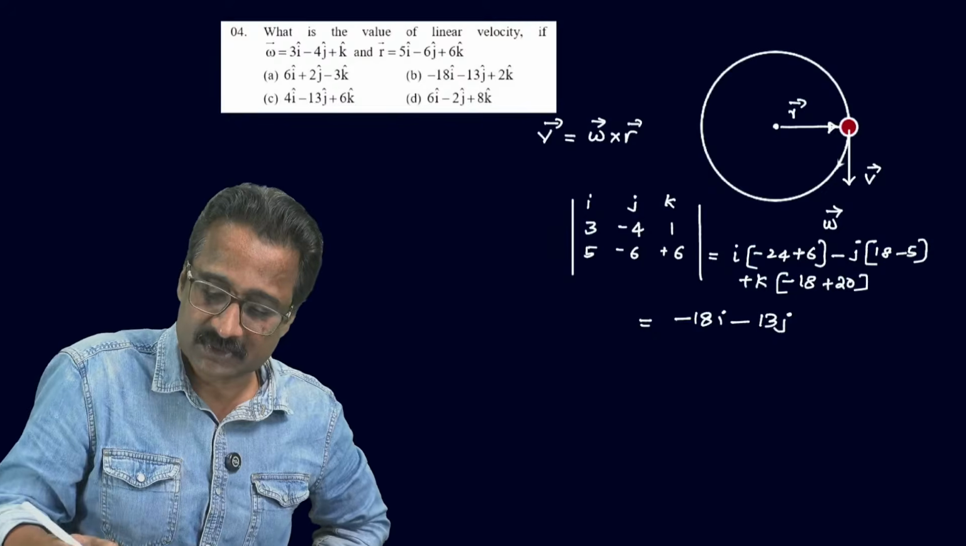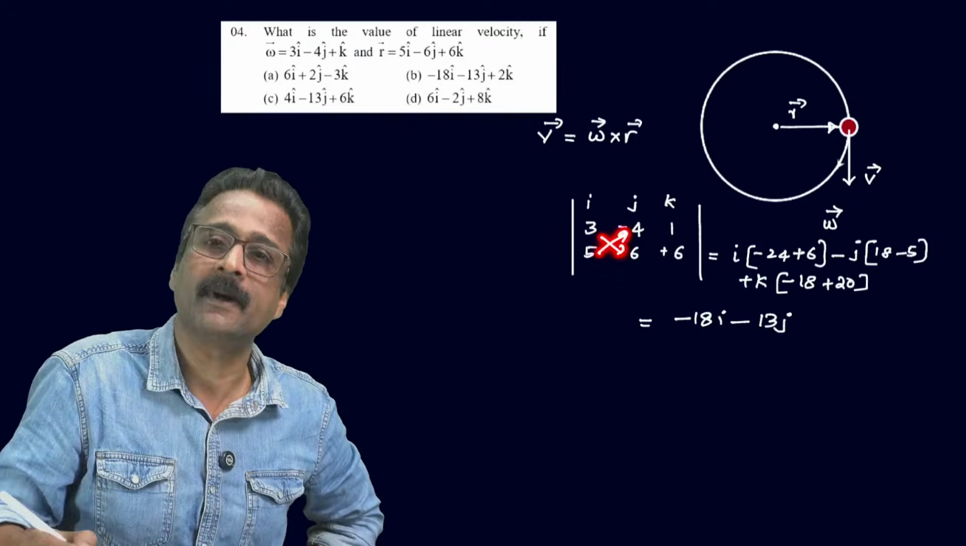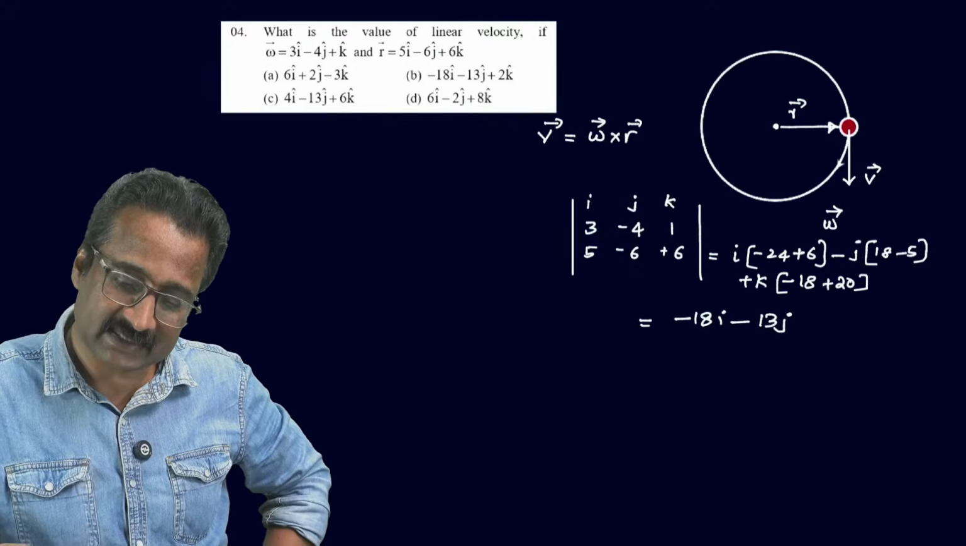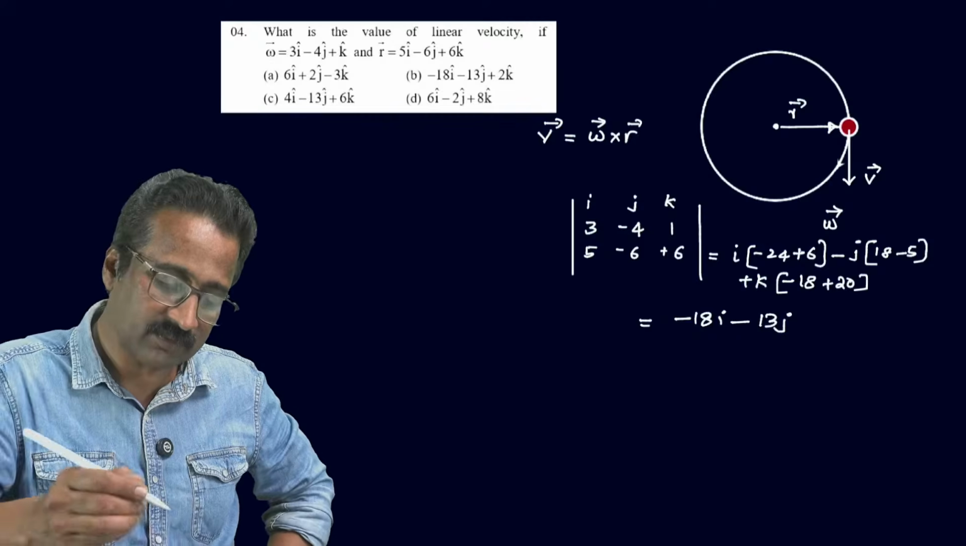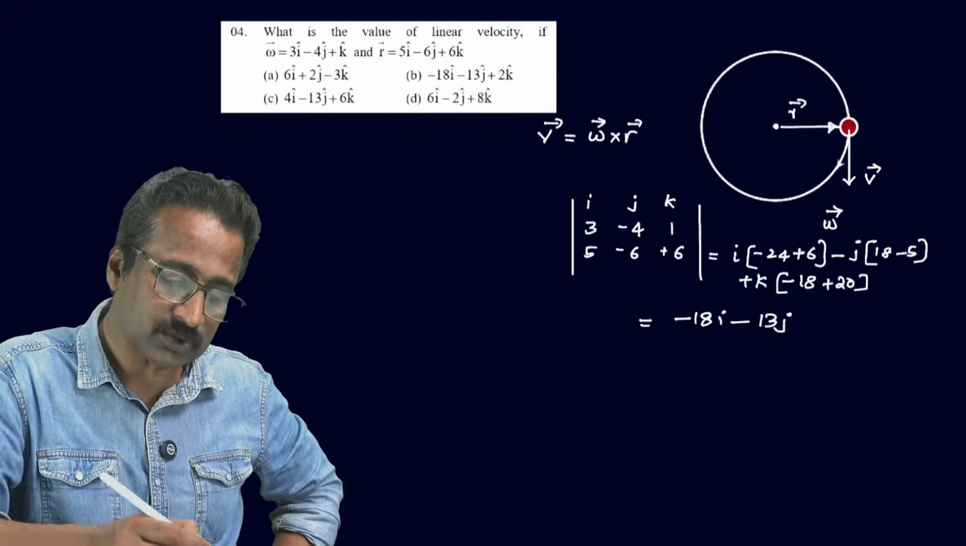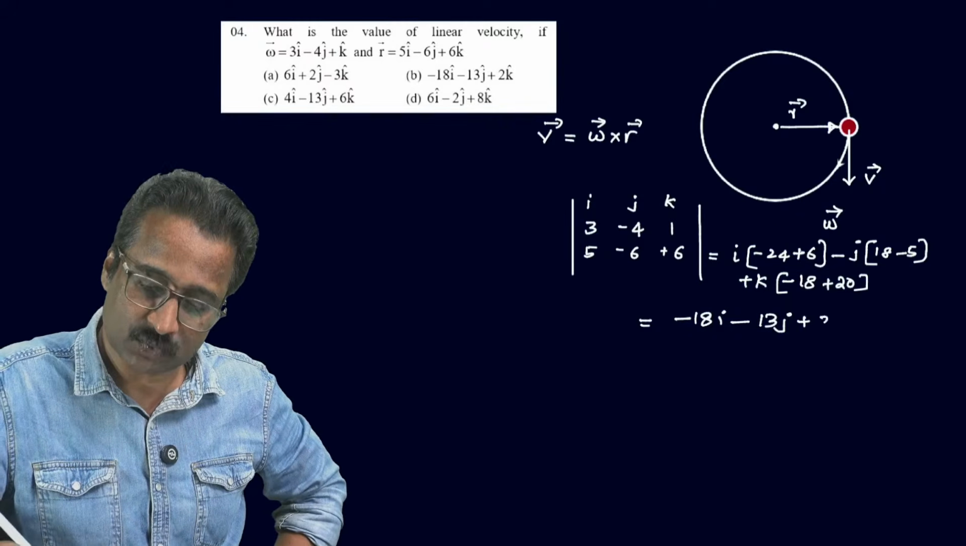Because it was this product, this minus this. Okay, I corrected it. So what is that then? Minus 18 plus 20 is going to be plus 2. Okay, it is plus 2k.